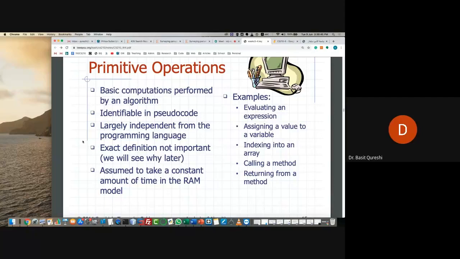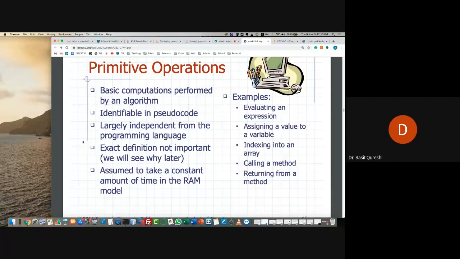All right, another example, indexing into an array, jumping to a value in the array. For example, I say, hey, I have an array, jump to position 3 in the array. So indexing, or jumping into an array, is also a constant operation. It's taking a constant, very small amount of time. Calling a method, returning something from the method.